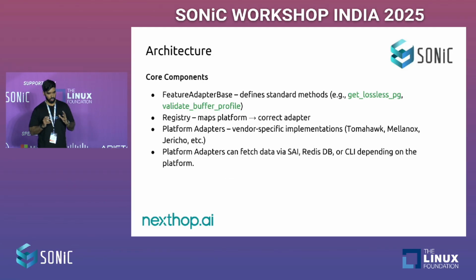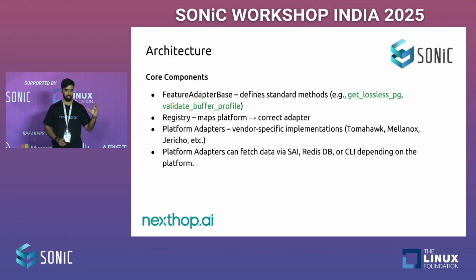So this is the architecture. I'll talk about the core components, and then we can look at the sample code. There will be a feature adapter base, which will define standard methods. For MMU, we'll have get lossless PG, validate buffer profile, and so on. There will be a registry which will map the platform to the right adapter, and then we'll have platform adapters. Platform adapters can fetch data in different ways, right?